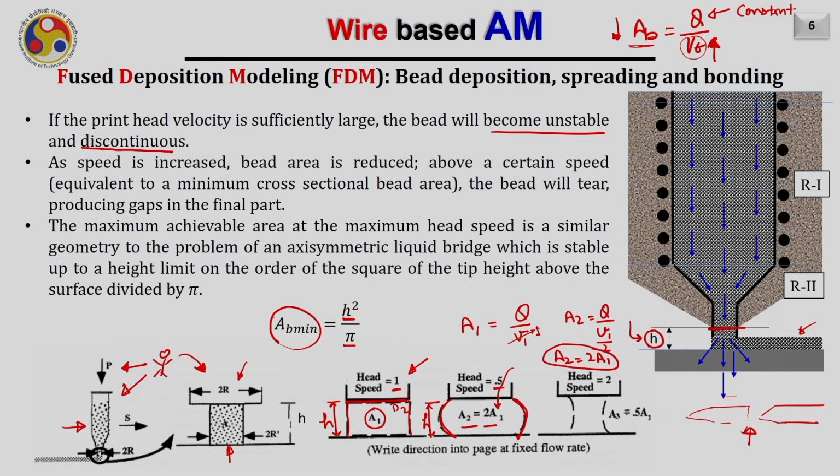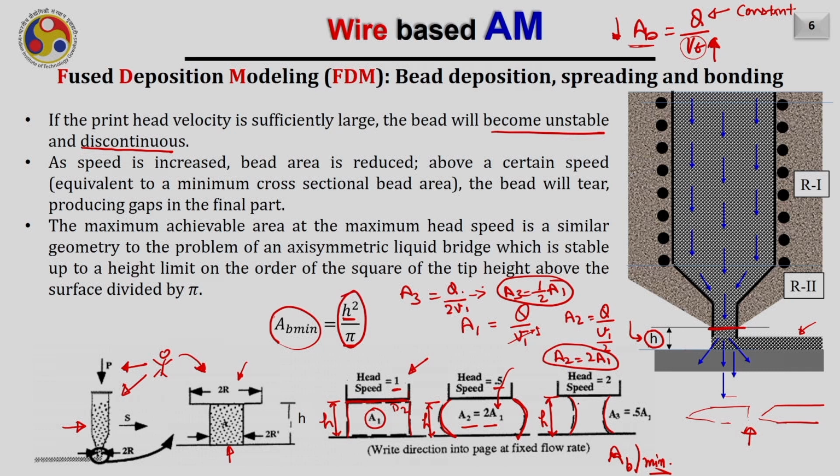Now assume that your velocity is increasing to twice. In that case your area A3 will be equal to Q divided by twice V1, and in other words, I can write it like this: A3 will be equal to 1 by 2 of A1. So the area will reduce. As our height, this standoff distance h, is constant, the area will reduce like this. So the minimum value of this area A, which is deposited on the substrate, can be given by h square by pi.